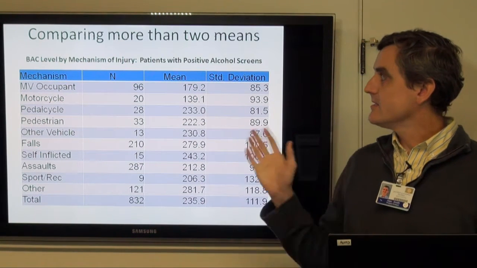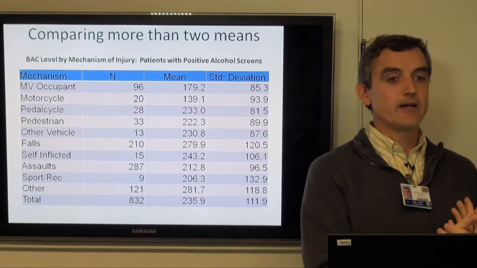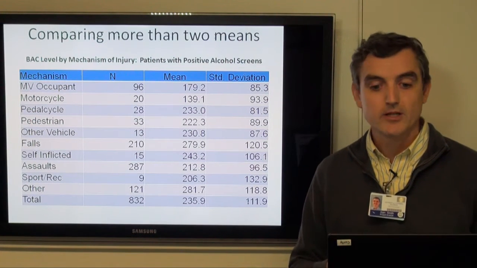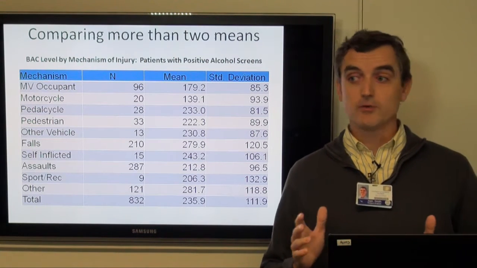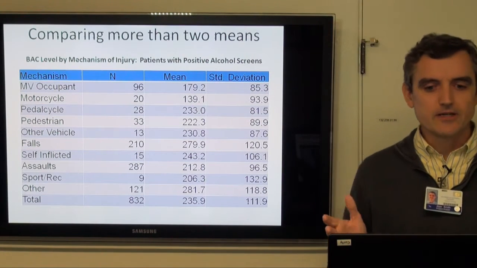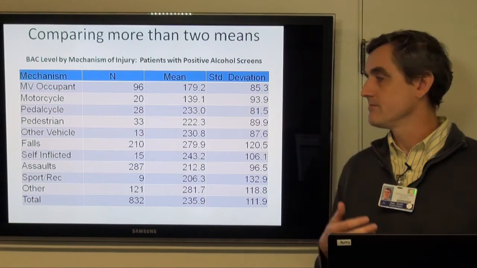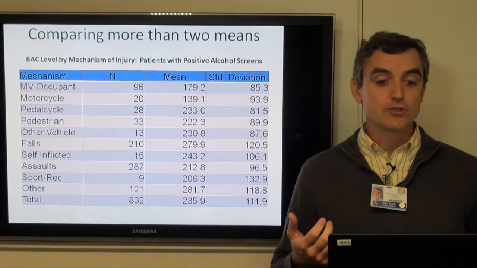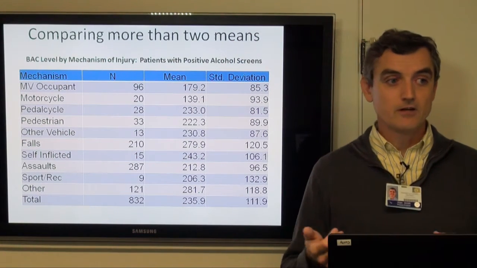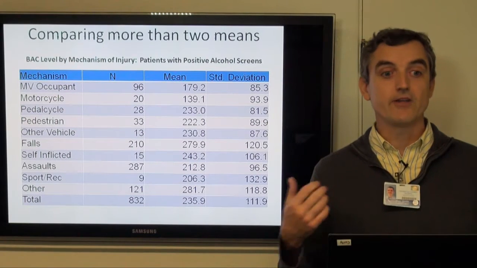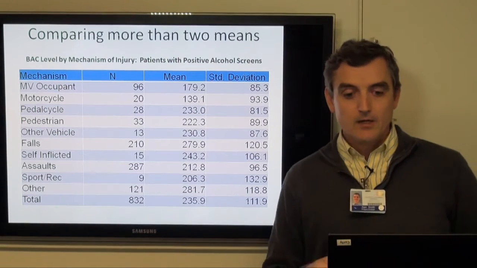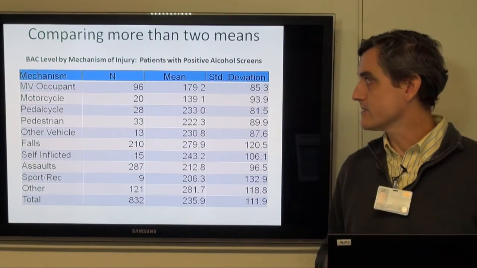Okay. This example: if we look at everybody who tested positive for alcohol out of our patients, the distribution of blood alcohol concentration happens to follow a normal distribution. And we might be curious how the blood alcohol concentration differs depending on the mechanism of injury. Are the drunk motor vehicle occupants more or less drunk than the drunk people who fall down? Or more or less drunk than the drunk people who get beaten up? And we can actually take a look at that.